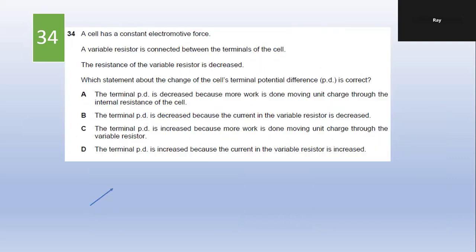Okay. A cell has a constant electromotive force. The variable resistor is connected between the terminals of the cell. The resistance of the variable resistor is decreased. Which statement about the change of the cell's terminal potential difference is correct? I have a picture of the diagram. That's the diagram. Or draw it up if you cannot picture it.